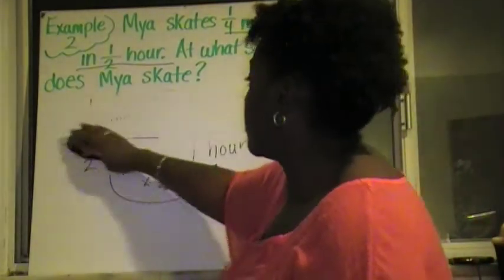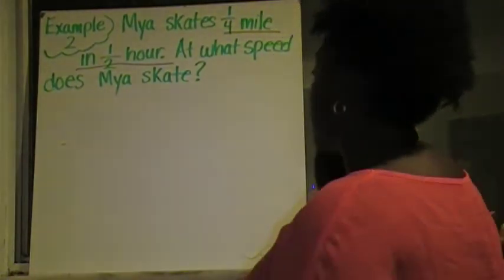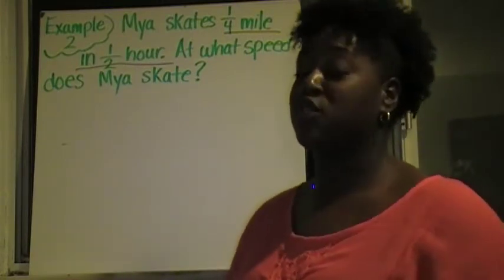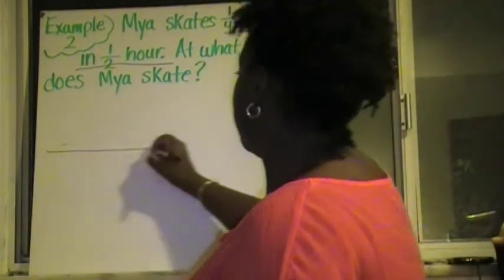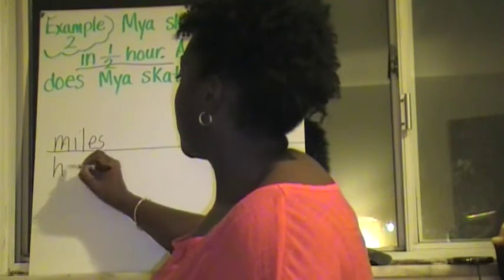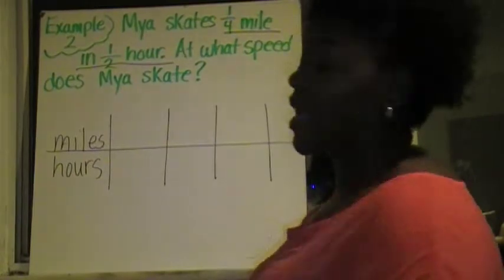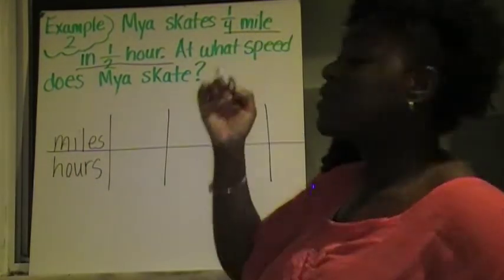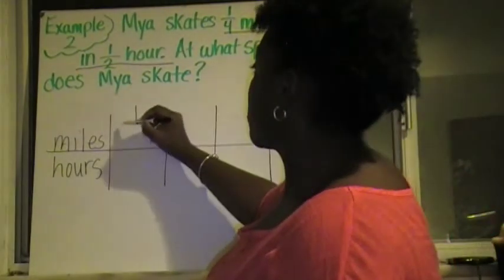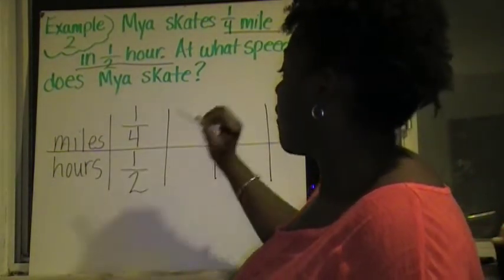I'm going to erase this. Okay, second approach I can take is I can set up a rate table. And I know you remember these from last year from Ms. Deere. So if I make a table, my 2 units are miles and hours. Let's make some spaces here. Like that. Here in the problem it's telling me Maya can skate 1/4 of a mile in a half an hour. So I'm going to start with my first rate. 1/4 of a mile in half an hour.